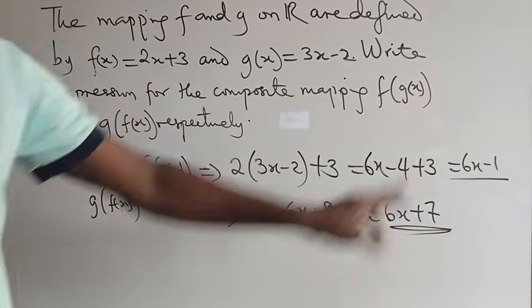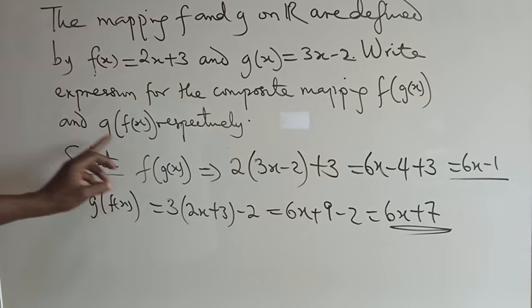f of g of x is 6x minus 1. g of f of x is 6x plus 7.